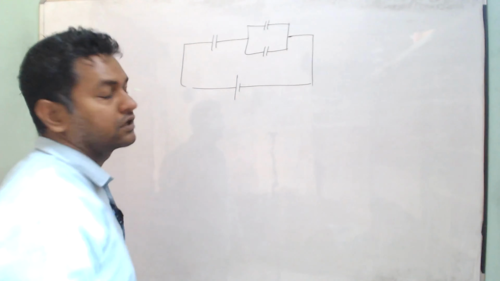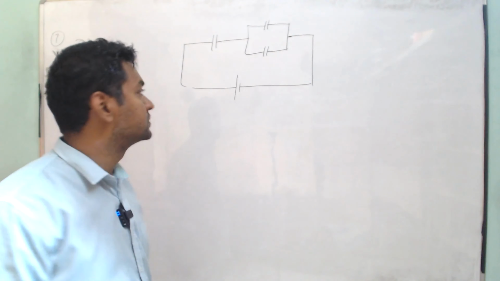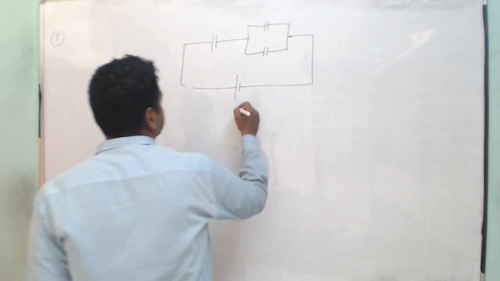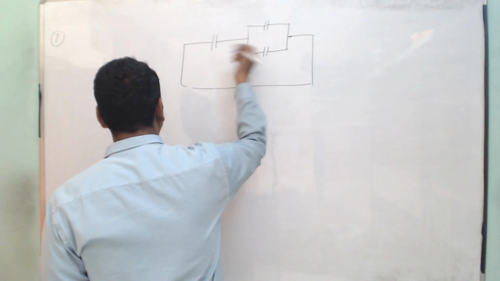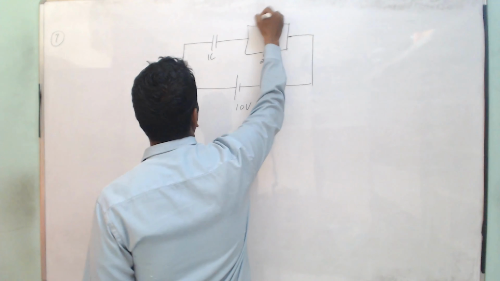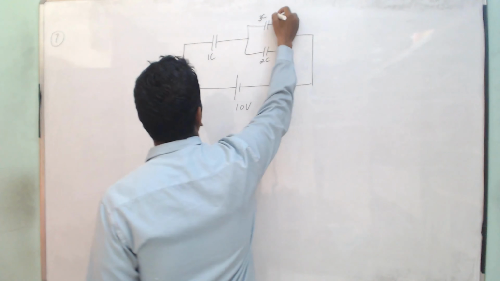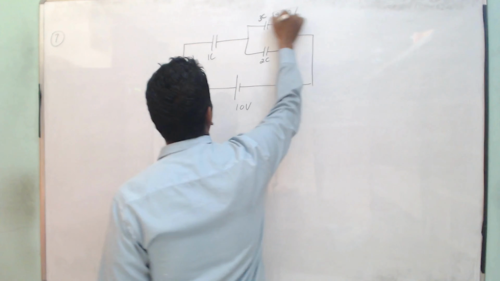Solve this, then I'll give you the next one. Okay, sir. So this is 10 volts. This is capacitance: 1 coulomb, 2 coulomb, 3 coulomb. Find the charge on the 3 coulomb capacitor.